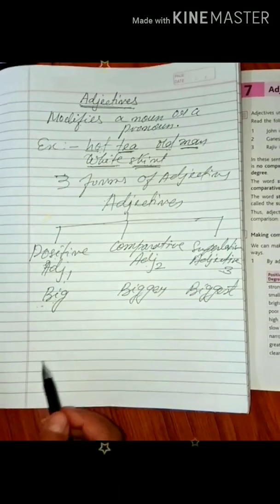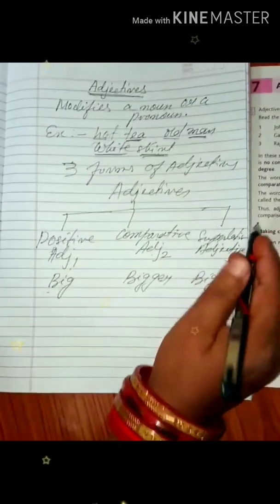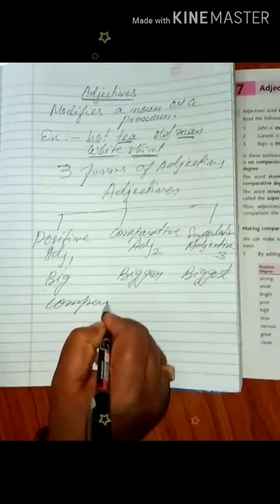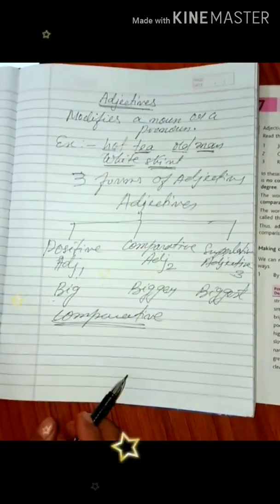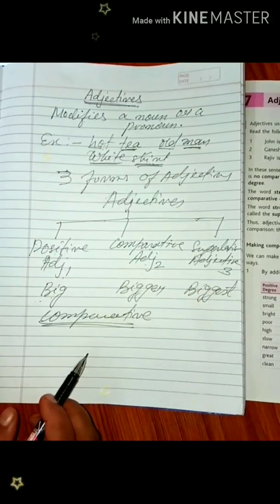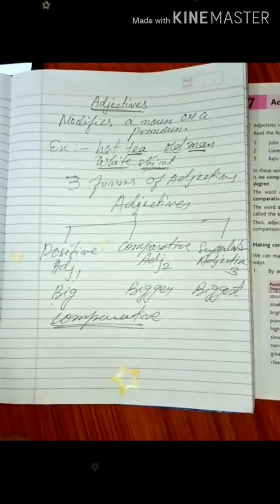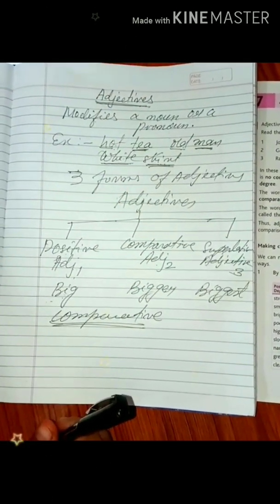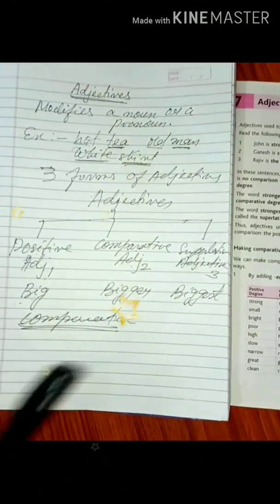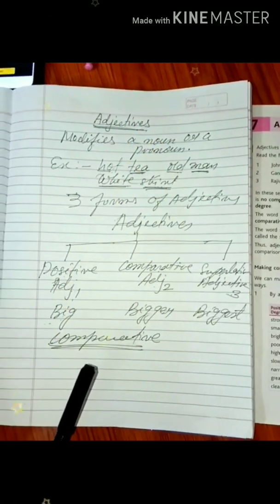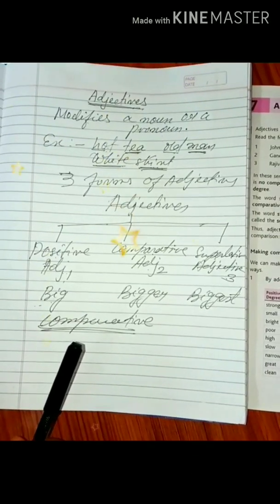Now let us go for the comparative degree, my dear. A comparative adjective is used to show a characteristic or a property of one thing, that is either a noun or a pronoun, in comparison to another thing. It makes a comparison between 2 things, not more than 2. Is it clear or not?